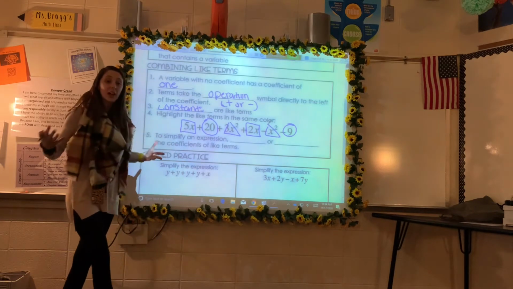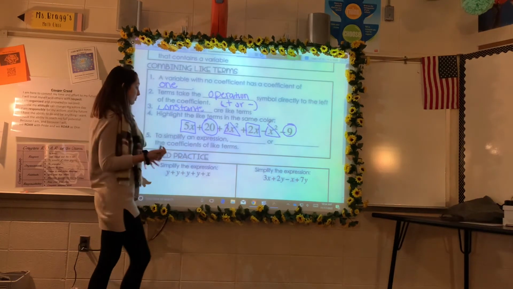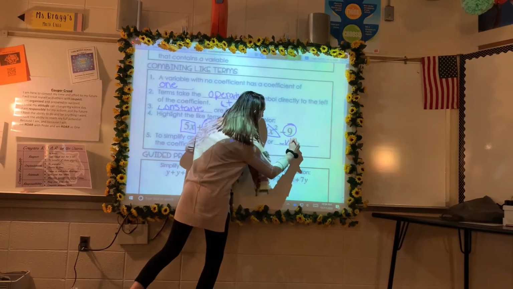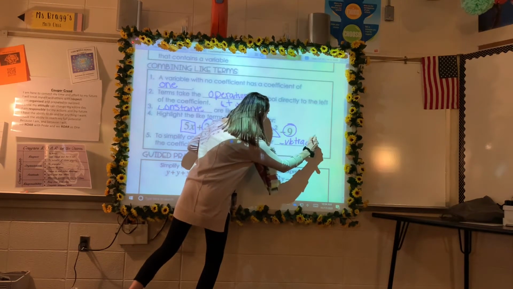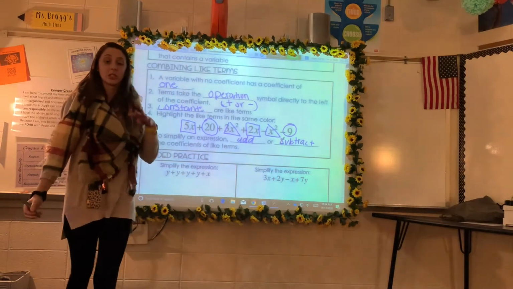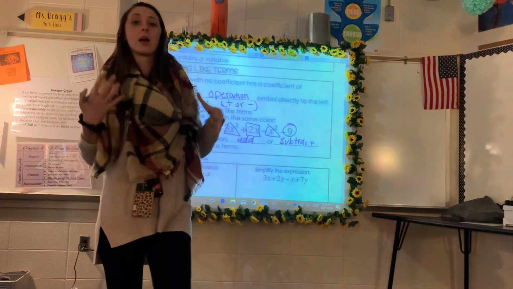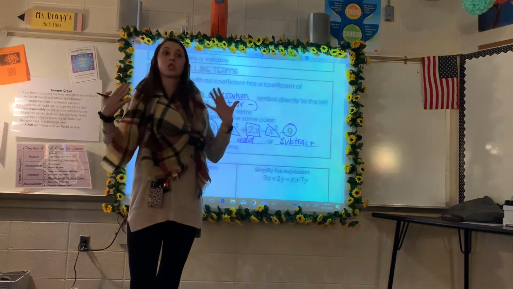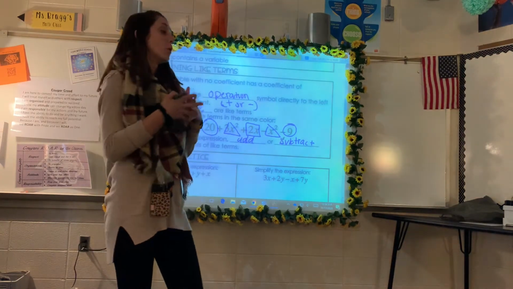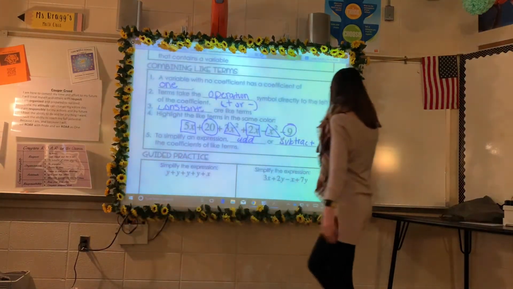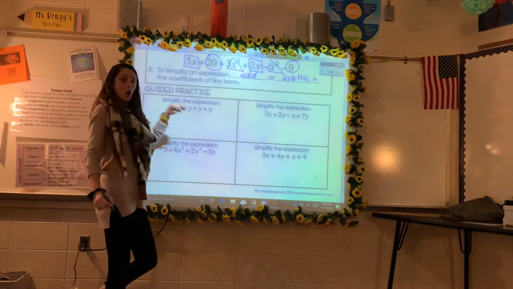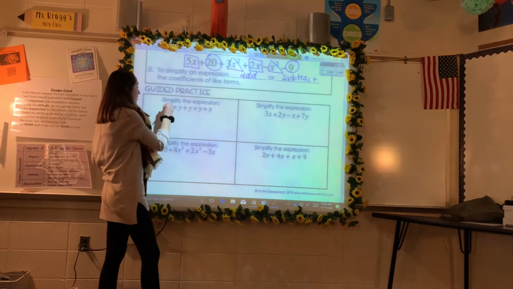And then to simplify an expression, when you start to combine those like terms, you're going to add or subtract the coefficients of the terms. That's something very important to remember, that when we combine these like terms, we're just looking at those coefficients, okay? We want to make sure the variables line up, but when we add or subtract, we are just looking at coefficients. Alright, so looking at number 1, first we want to identify all our like terms. So I'm going to circle everything that looks alike.